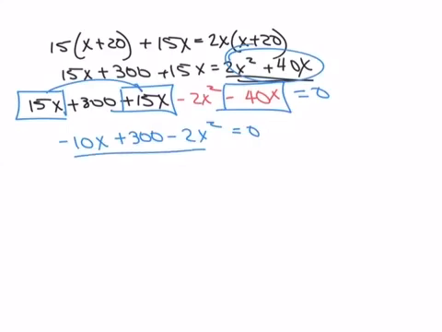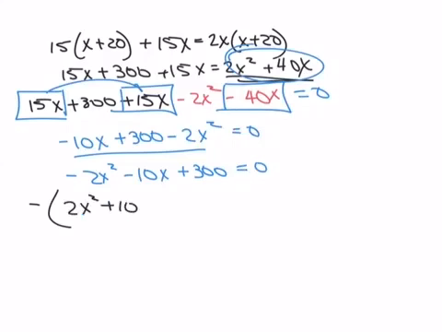Now I've got to rearrange that so it's in the correct format. So I'm going to move the negative 2x squared in front. The 10x I'll leave there. 300 I'll leave there, and I'll make that equal to 0. So notice I can move stuff, but I have to make sure I move the signs. Alright, so let's pull out a negative. I don't like the negative in there, so I'm going to pull the negative out, and that just changes the sign of everything inside the parenthesis.